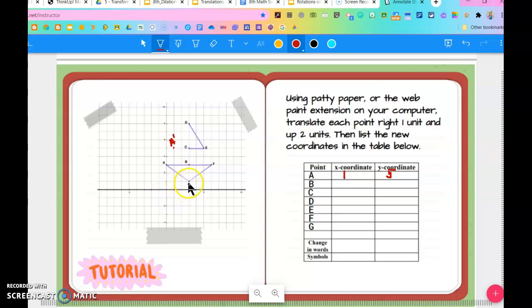My B coordinate is at 3, 3. I'm going to move it to the right 1 and up 2. So my new B prime coordinates are going to be at 4, 5. So in the table, I'm going to go ahead and put 4, 5.